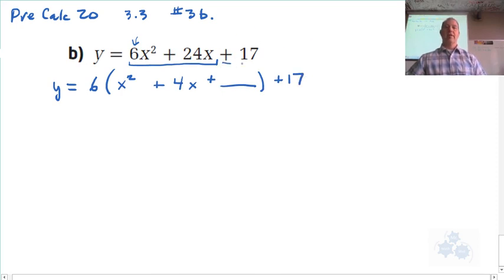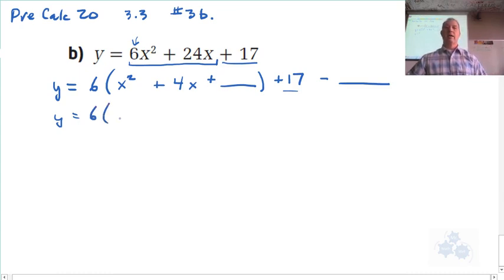17 is already there, so we include that. And then we also are going to subtract a value as well, so that we're not actually changing the nature of the equation, just how it looks. So that's your first step, okay? Factor the a out of the first two terms, or the x terms, and then complete the square.